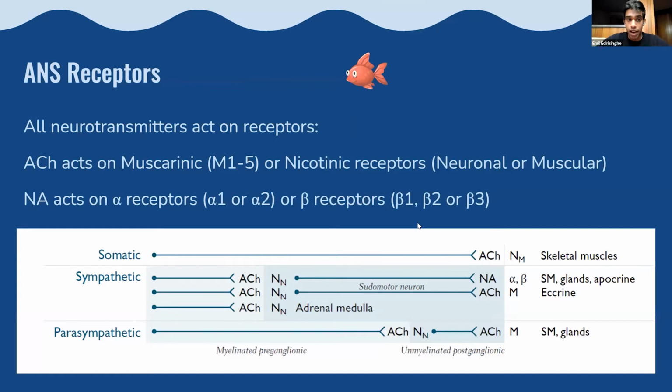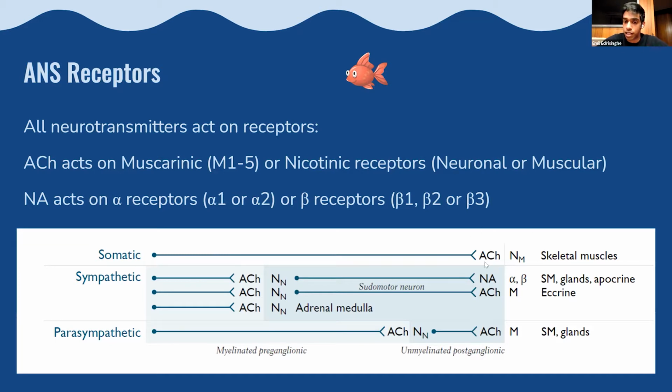Now to talk a little bit about the receptors in the autonomic nervous system. All the neurotransmitters must act on receptors. So whenever you have ACH at a nerve terminal, it must act on muscarinic or nicotinic receptors. Within these categories of muscarinic and nicotinic, you have subcategories. Within muscarinic receptors, you have muscarinic receptors M1 to 5, and I'll talk a little bit about these later. With nicotinic receptors, you have neuronal or muscular. Noradrenaline acts on alpha receptors, and there are 2 types here, or beta receptors, and there are 3 types of those.